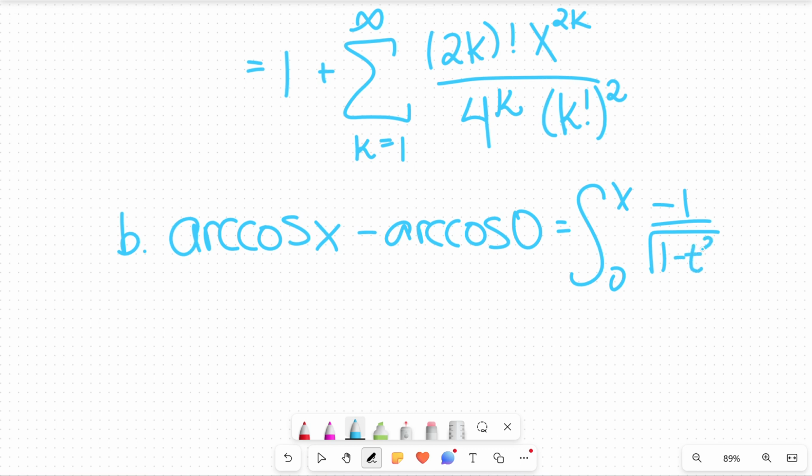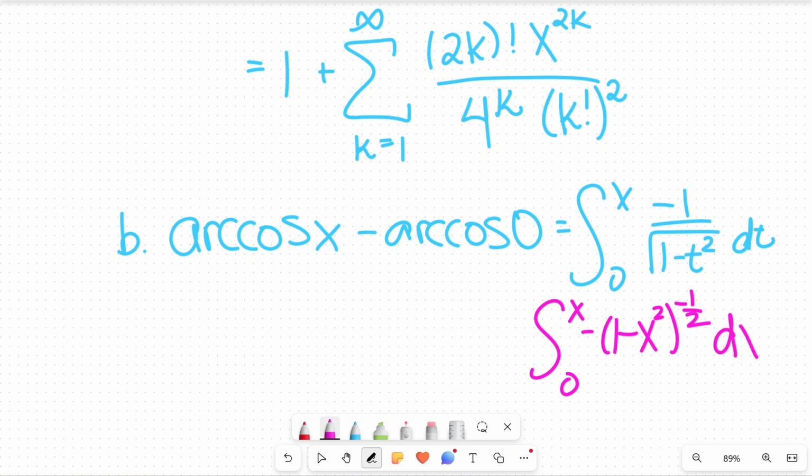Now, you may be thinking, wow, this looks like nothing like what we just did. Where did this come from? Now, if we think about the previous problem, previously we were working with 1 minus x squared to the -1/2 power. This is pretty darn close to that. I just threw a negative out front, and now all of a sudden this is the same thing. But I don't have x, I have t. So I can rewrite this.